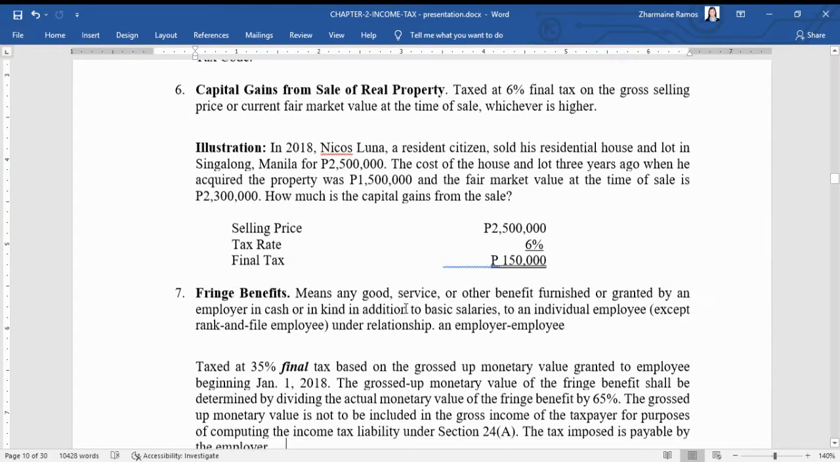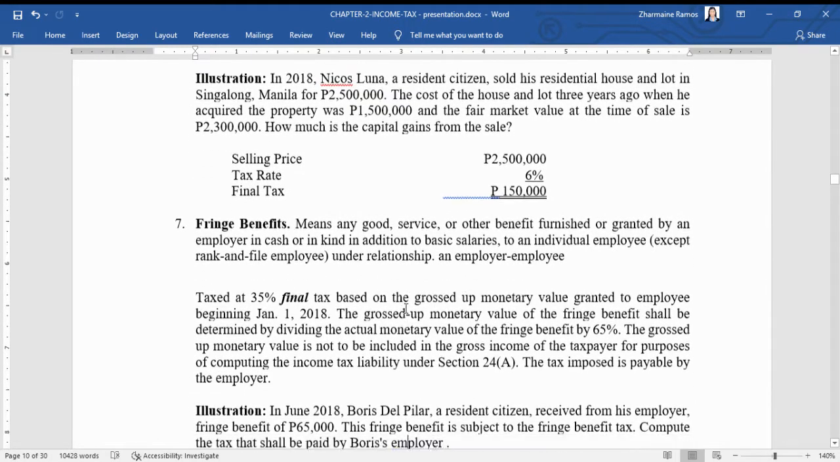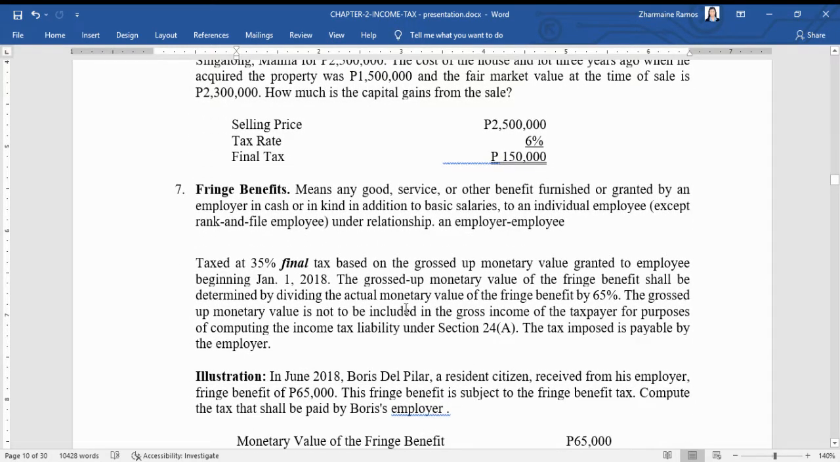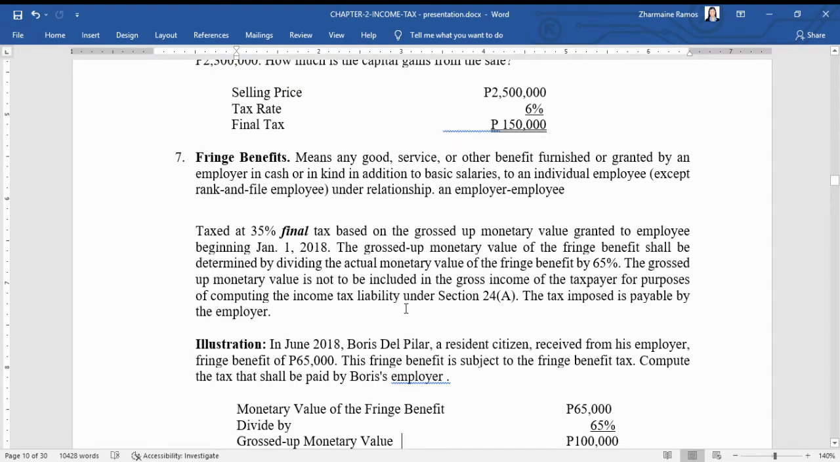Next is the fringe benefits. So, fringe benefits means any good, service, or other benefit furnished or granted by an employer in cash or in kind in addition to basic salaries to an individual employee, except rank and file employees. So, ito lang yung mga nasa supervisory level, directors, gano'n. Under an employer-employee relationship. So, the tax is 35% final tax based on the grossed up monetary value granted to employee beginning January 1, 2018.